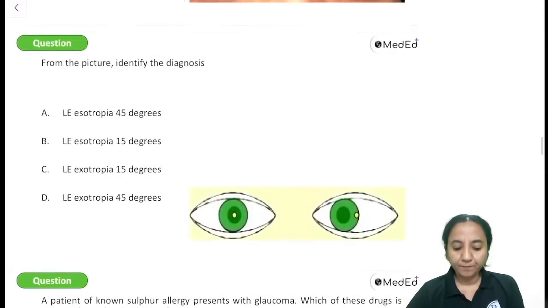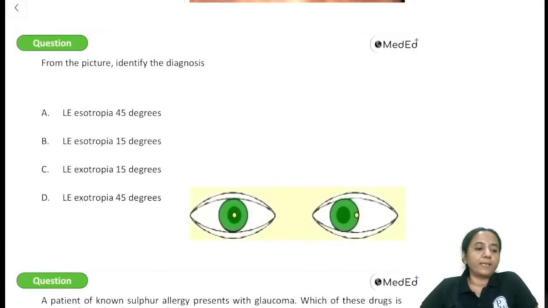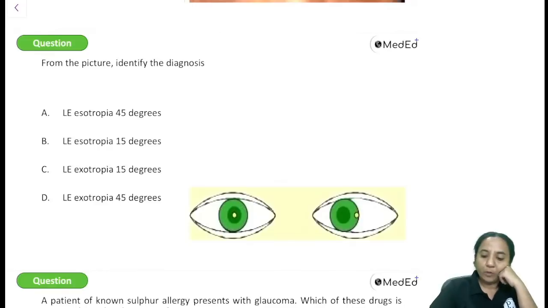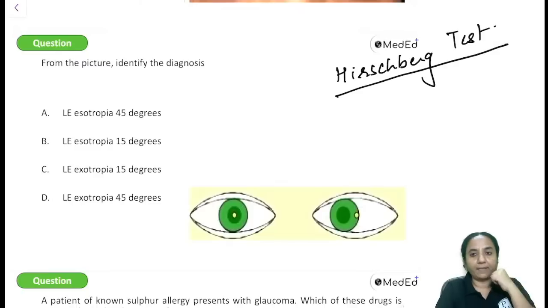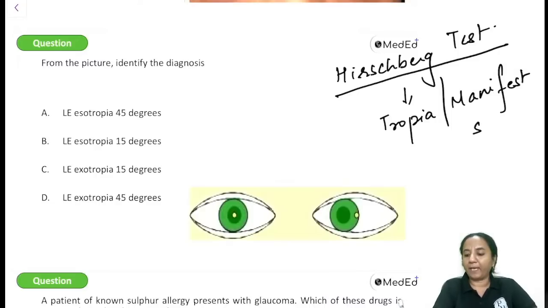Next question. From the picture, what is our diagnosis? So first of all, what is this test? The name of this test is Hirschberg test. This is a test for tropia, which is also called manifest squint.